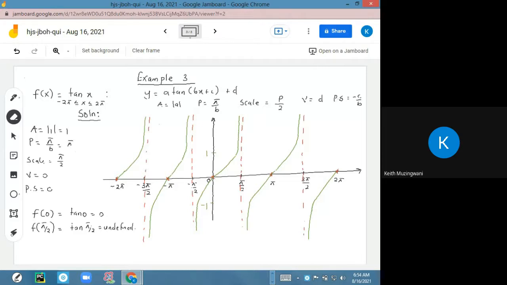of tan are the asymptotes of cot. The asymptotes of tan are the zeros of cot. In other words, we are saying the zeros of tan are the zeros of sine. The zeros of cot are the zeros of cos. So let's demonstrate an example.